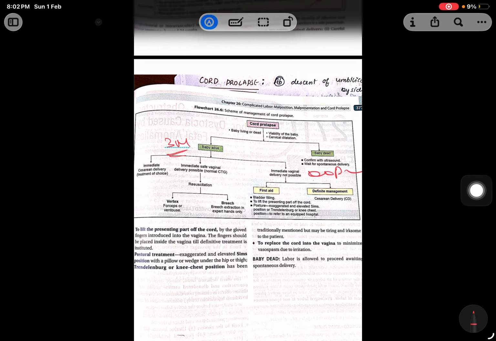But again, if CTG is reassuring, try resuscitating and do a vertex delivery. If it's vertex, put on forceps and deliver it, or do a breech extraction. If immediate vaginal delivery is not possible, then again you have to make sure the cord doesn't bleed much, so that she is hemodynamically stable. Basically, the major thing is you have to go for C-section.